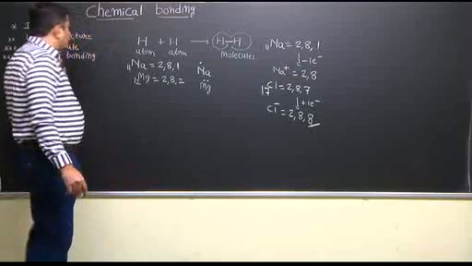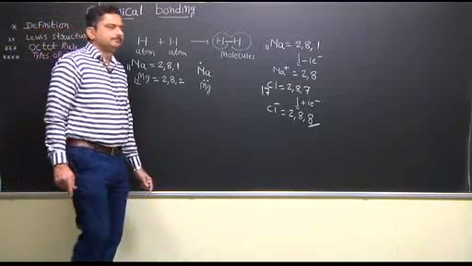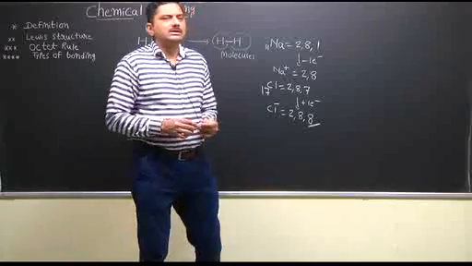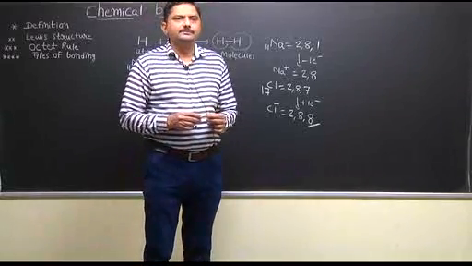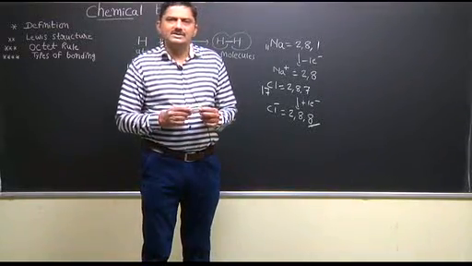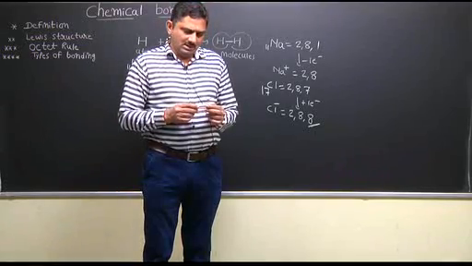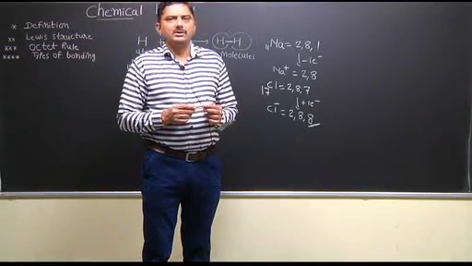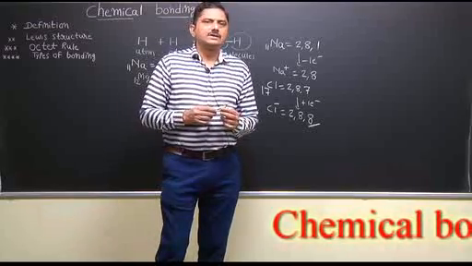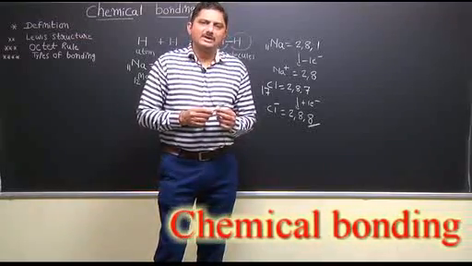Now, types of bonding. Mainly, there are 3 types of bonding. First, ionic bond. Second, covalent bond. Third, coordinate covalent bond. First, we discuss the ionic bond or electrovalent bond.